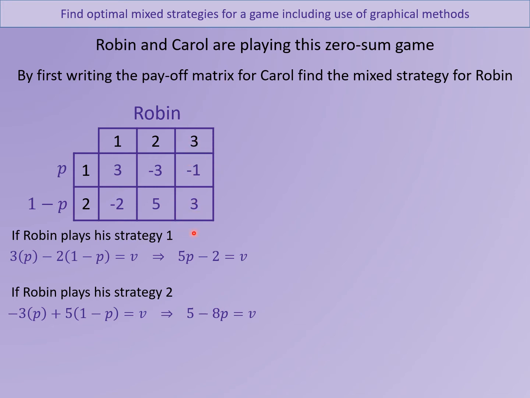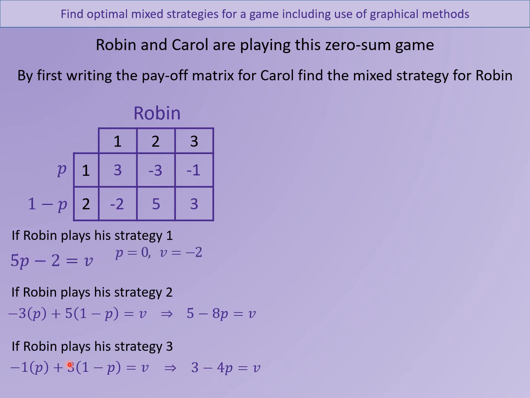What happens if Robin plays their strategy 3? Well, you would lose 1 every time you play P, and you would win 3 every time you play strategy 2, with probability 1 minus P. And so that simplifies to 3 minus 4P equals V. Now once you've got those set up, what you could definitely do is plot those graphically. And this is very similar to the graphical technique for linear programming.